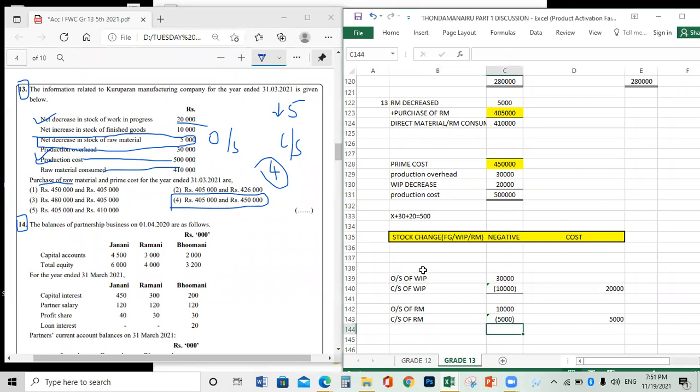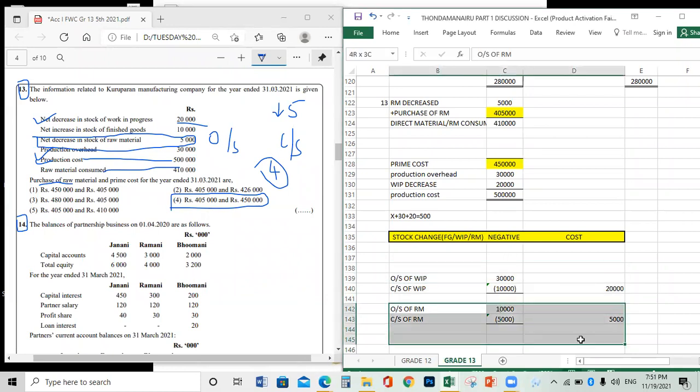There's nothing different. Both are the same. If it is raw material, work in progress, or finished goods, for all three it's the same explanation, nothing different. When they say decrease or increase, they are talking about the change between opening and closing stock.